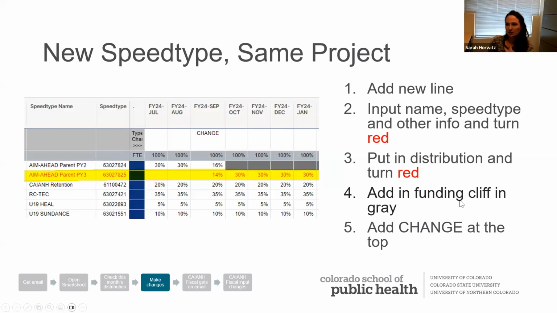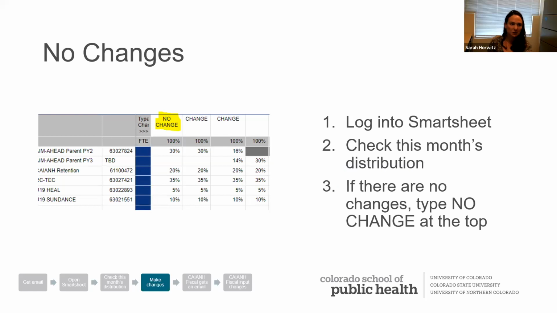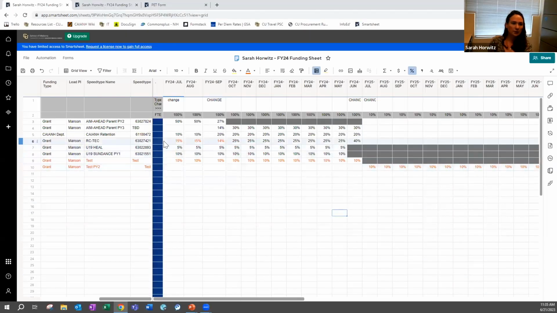So the next scenario is that you have no changes. For a lot of you, this will be every month, especially PRAs who are on one or two projects that stay pretty consistent. All you'll need to do in that case is log on, say yep, looks good, and then write no change. That's all you have to do. That's just so that I know that you've taken a look that month. Great.